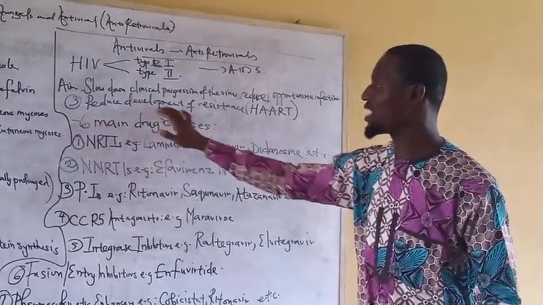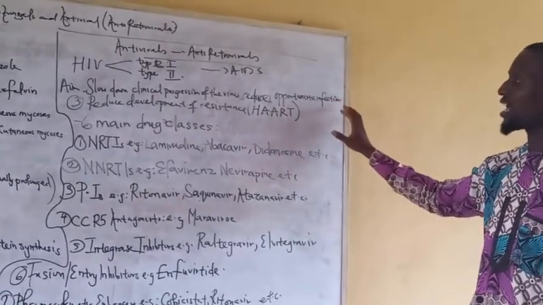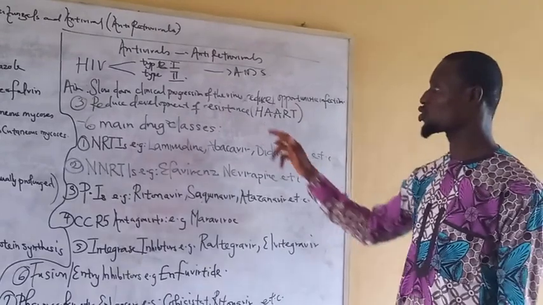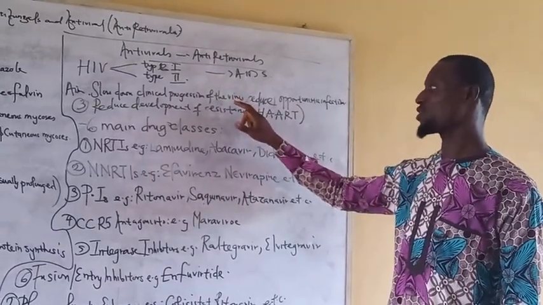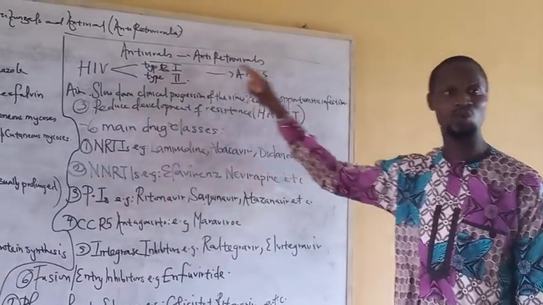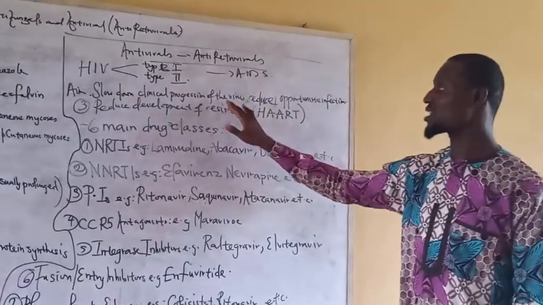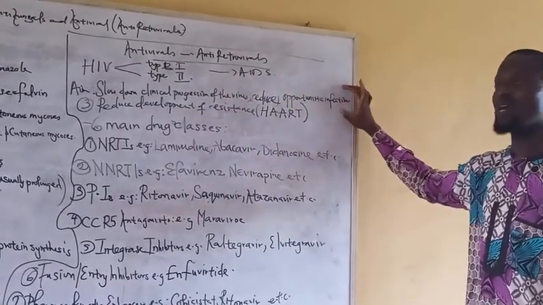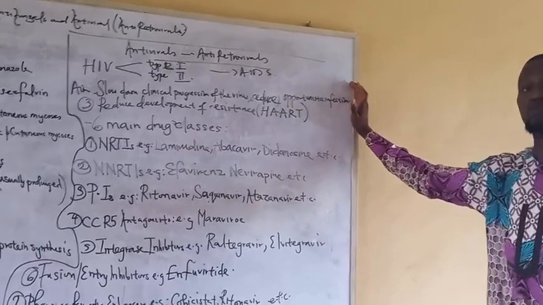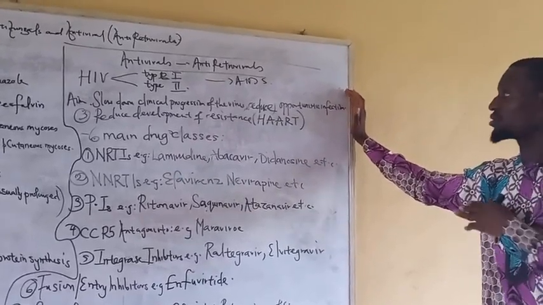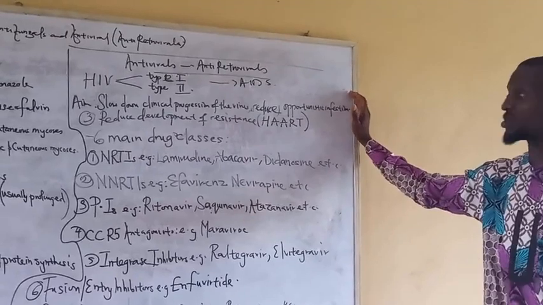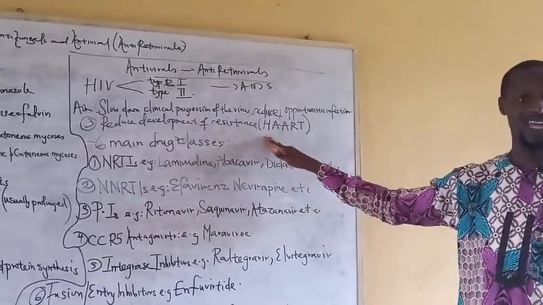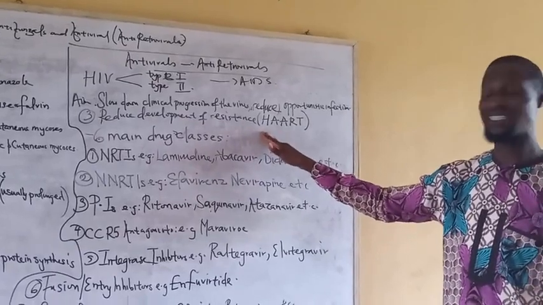Then we look at what is the aim of treatment. One, the aim of treating HIV is first of all to slow down the clinical progression of the virus from HIV to AIDS. Secondly, we want to reduce the frequency of opportunistic infection. Thirdly, we want to also reduce the development of resistance once treatment has started.